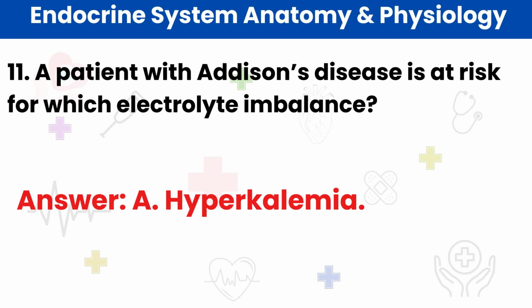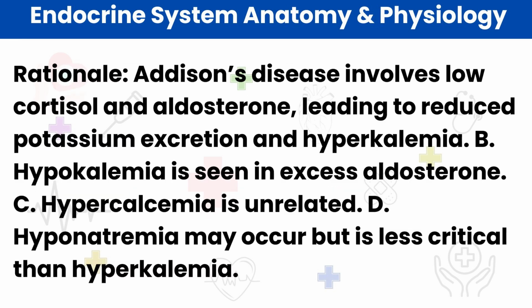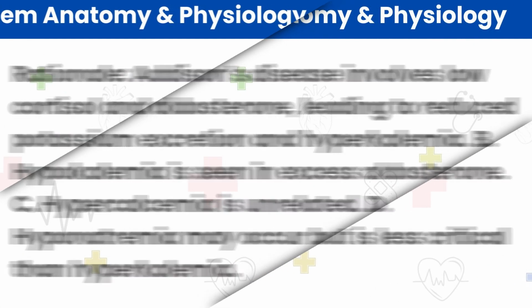Answer: A. Hyperkalemia. Rationale: Addison's disease involves low cortisol and aldosterone, leading to reduced potassium excretion and hyperkalemia. B. Hypokalemia is seen in excess aldosterone. C. Hypercalcemia is unrelated. D. Hyponatremia may occur but is less critical than hyperkalemia.